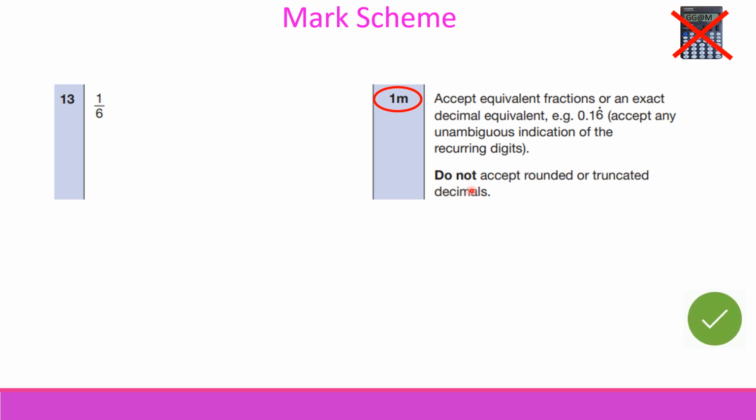It does say do not allow or do not accept rounded or truncated decimals. So that means if you wrote the answer of 0.2 or 0.16 or 0.167, any of those answers, it is not accepted. So truncated means literally just chop off the last digit, so 0.1. Rounding just means you'd round up to 0.2. Please do not round, otherwise you will not get the answer correct. You have to give an exact answer.